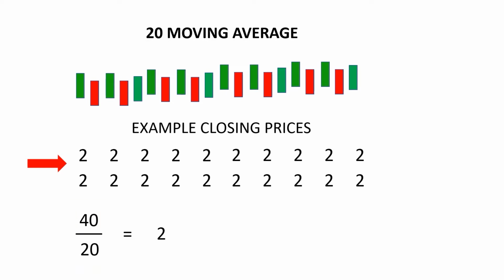Now you divide 40 by 20, you get 2. Then this is how you calculate the 20 moving average. This is just for your information and you don't have to remember this because the indicator will calculate it for you. That's why we use the moving averages.